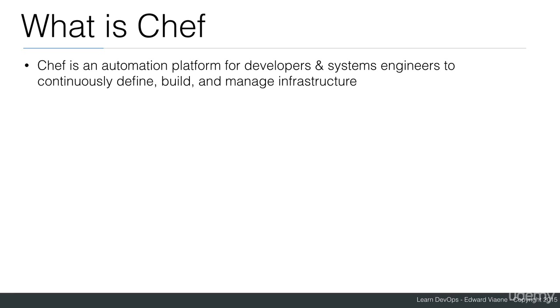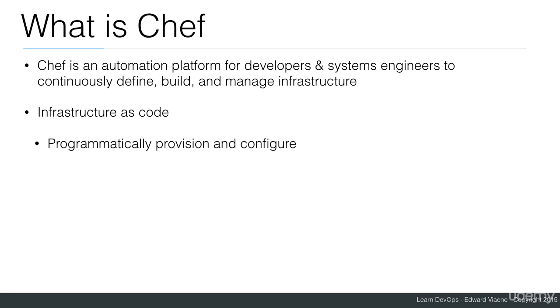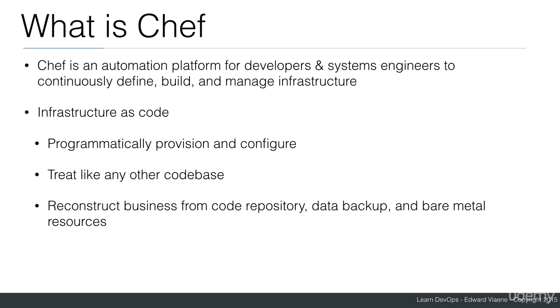What is Chef? Just like Ansible, Chef is an automation platform for developers and system engineers to continuously define, build, and manage infrastructure. It allows you to write infrastructure as code, so that you can programmatically provision and configure your infrastructure, and treat it like any other code base. During disaster recovery, you can reconstruct your business from the code repository, the data backup, and its bare metal resources.